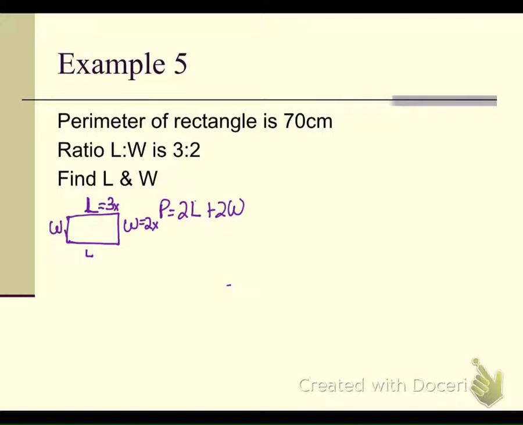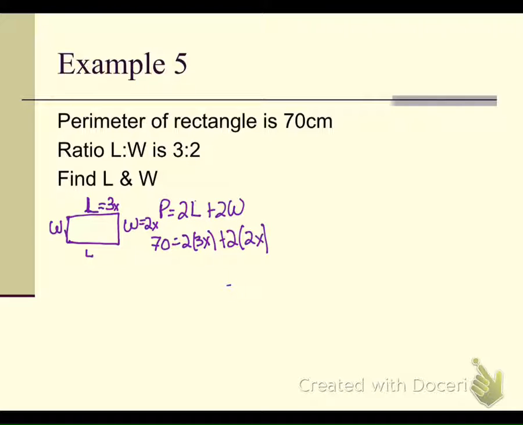It's 70. So we have 70 equals 2 times x, 2 times L, which is 3x, plus 2 times W, which is 2x. So I'm just taking the values I just came up with, and I'm substituting them into my formula. Now I have to act out the operation. We see that that is multiplication.